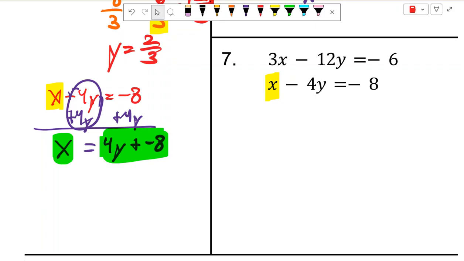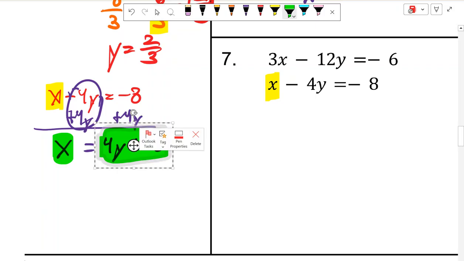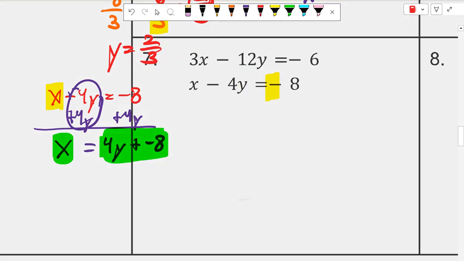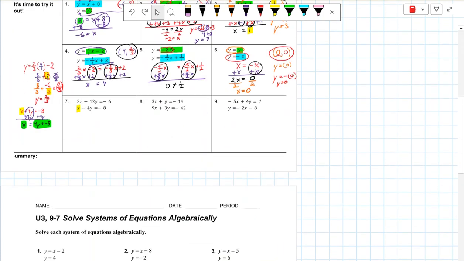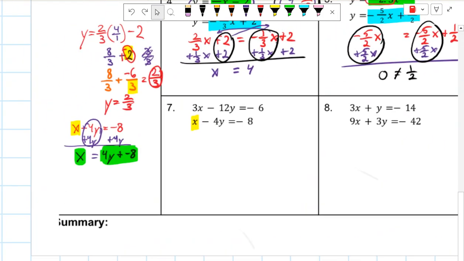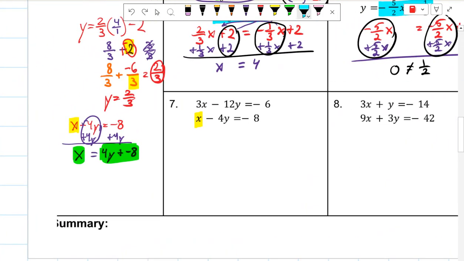All right, so now we have a great substitutor. X is exactly 4y plus negative 8. We're going to use that to help solve this problem right here. So let's go ahead and write that down, but instead of writing an x, we're going to write a nice big parentheses.